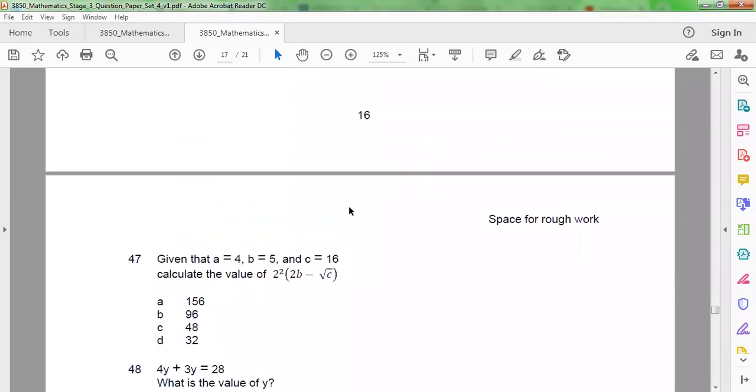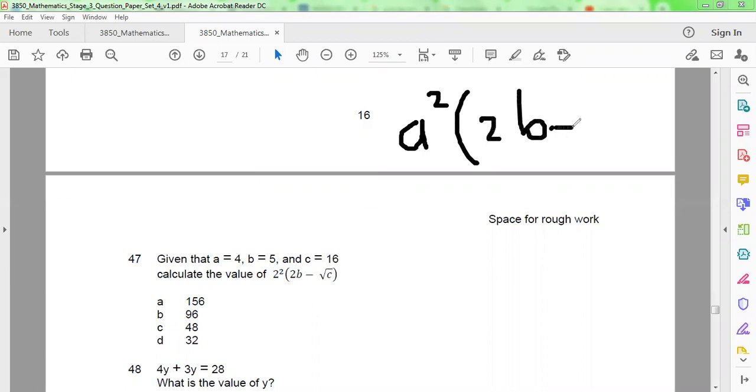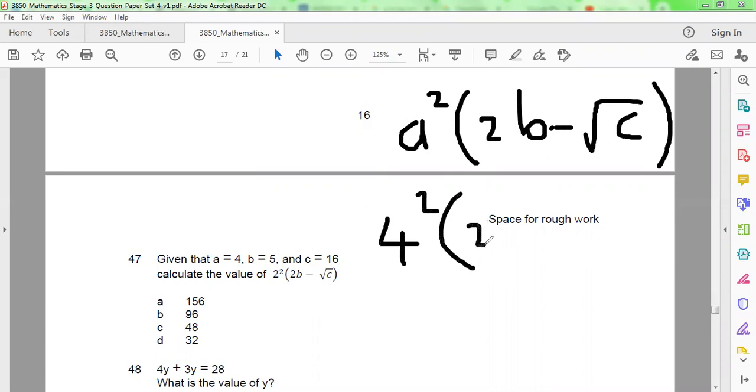Okay, for this question, there was an error in the question itself. Where you have 2 squares, it's actually a square. So the question would have been a squared, open bracket, 2b, subtract root c, close bracket. All right, so a is 4, so it's going to be 4 squared and 2 times b, which is 5, subtract the square root of 16.